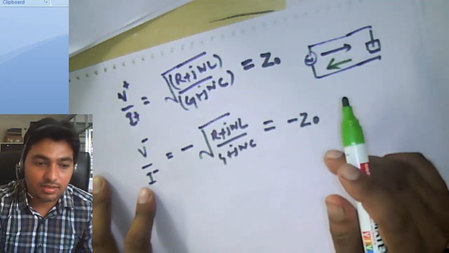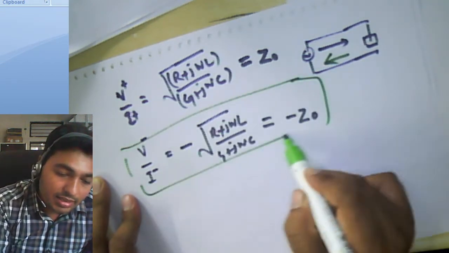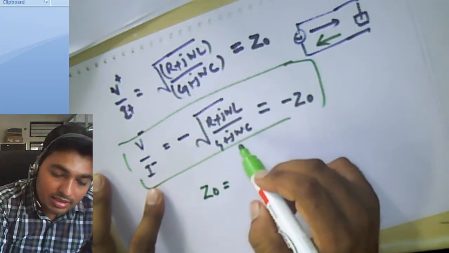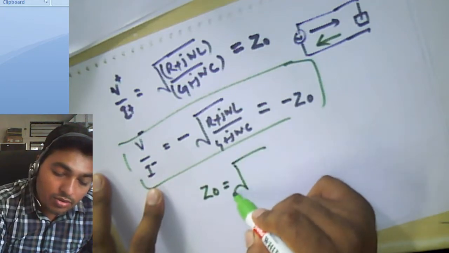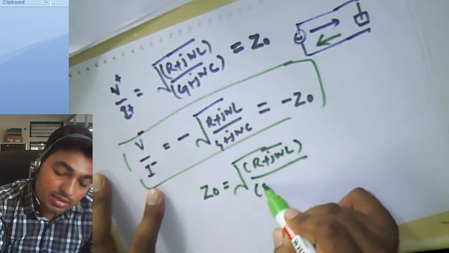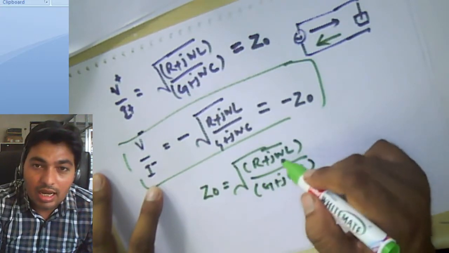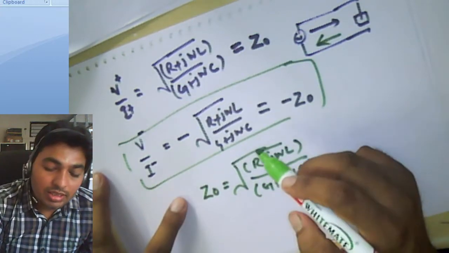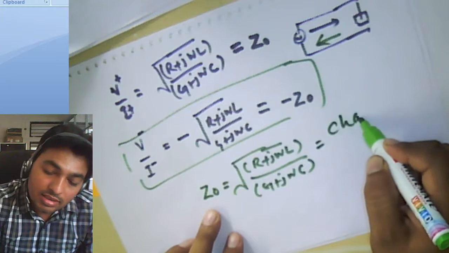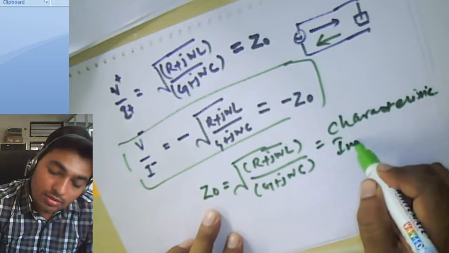So this is called the characteristic impedance of a line, that is the ratio of voltage and current. So Z0 will be defined as the under root of the ratio of R plus j omega L divided by G plus j omega C. These are all our primary constants, R, L, G and C. So in terms of the primary constants, we can find out the characteristic impedance of a line. This is the characteristic impedance of a transmission line.